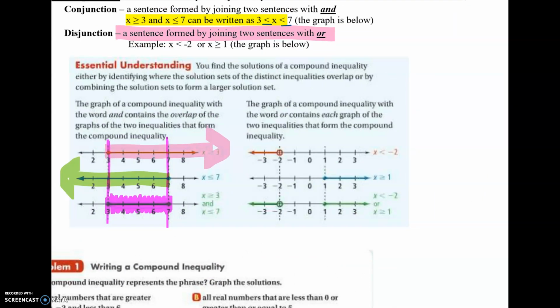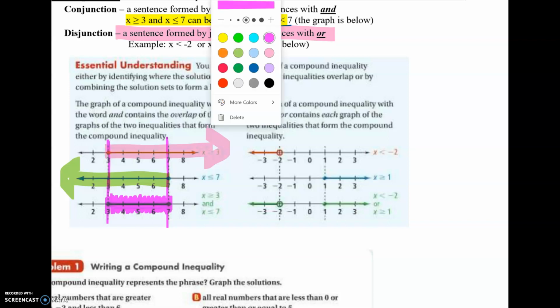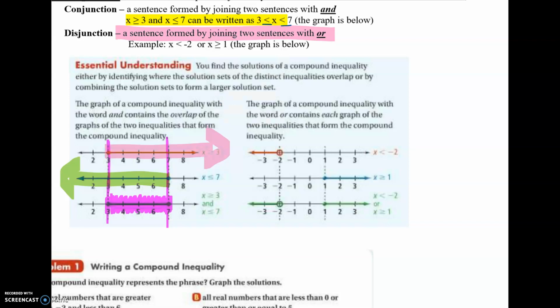When we look at an "or," the graph of a compound inequality with the word "or" contains each graph of the two inequalities that form the compound inequality. For example, x is less than -2. We have an open circle on -2, and we're graphing everything to the left. When we look at x is greater than or equal to 1, we have a closed circle, and we're graphing everything to the right. Well, how does that look when it's put together?